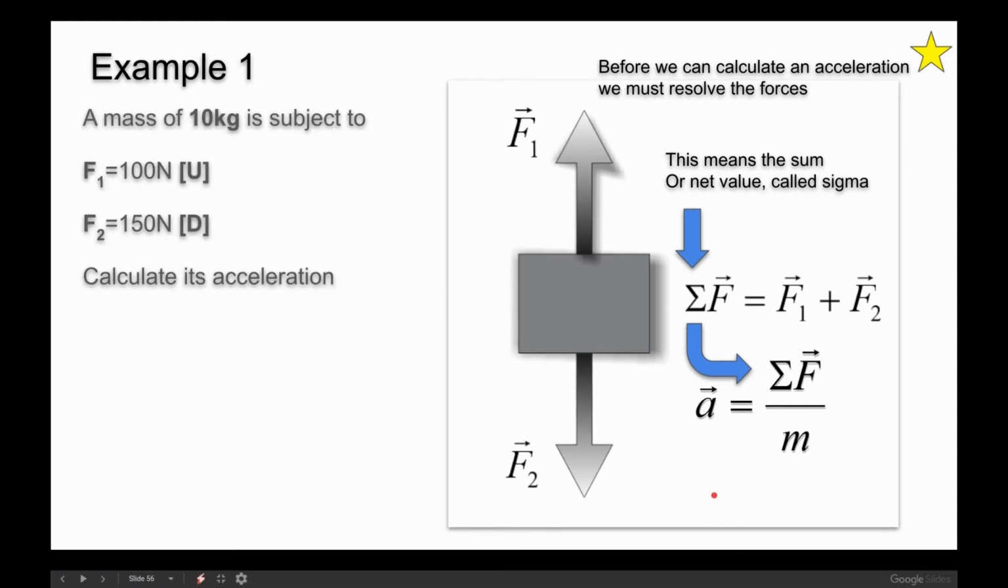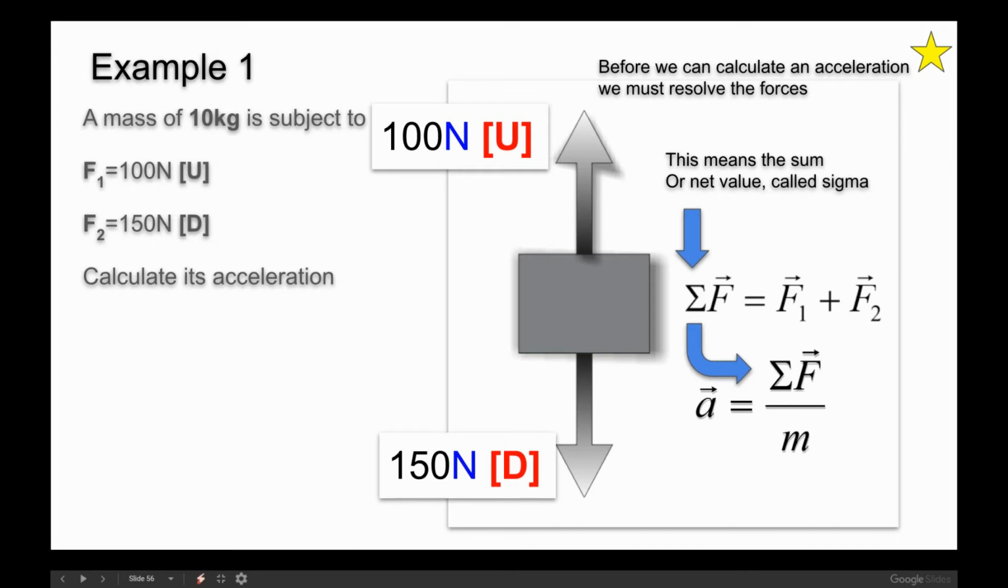Let's try a simple example. A mass of 10 kilograms is subject to 100 newtons up and 150 newtons down. Calculate the object's acceleration. You draw your free body diagram with the two forces on it, two arrows. You can set up this system right here that I've shown you. You have this graphic on all your worksheets. You can set it up and go through it like clockwork. We need to establish our directions to get rid of the vector notation. So we'll call up positive and down negative. And then it becomes very simple.